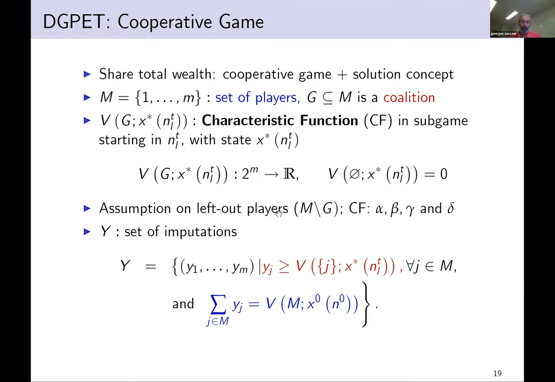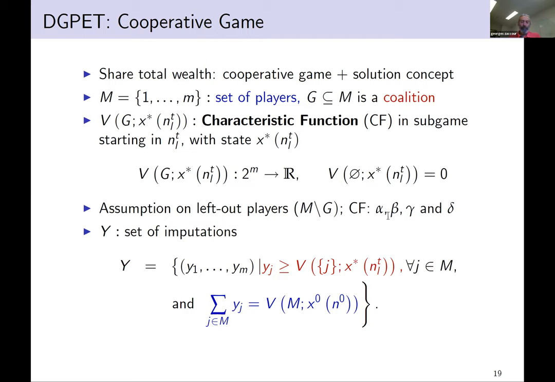So this characteristic function is a mapping from all possible subsets into R, and will give me what would be the payoff of this coalition. Now, of course, in order to compute the payoff of this coalition, I have to say something about what the other members of the game are doing. So this led game theorists to develop different approaches to characteristic function.